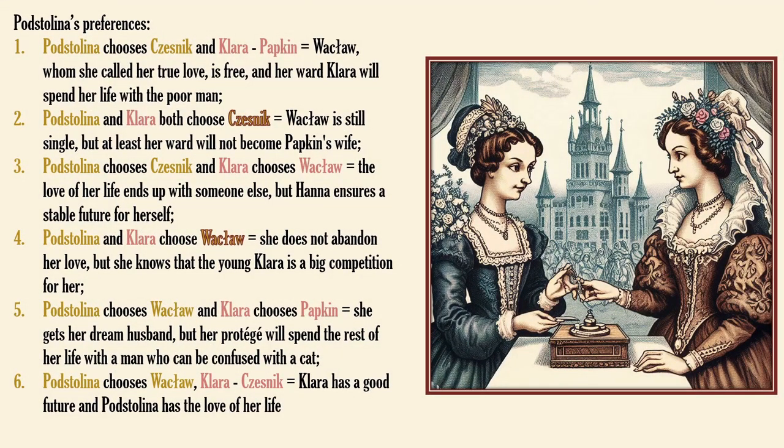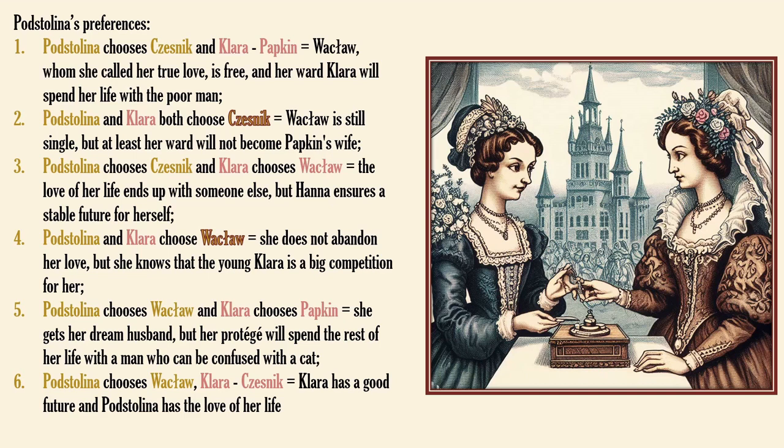In order to determine the preferences of each woman, we will refer to the content of the drama in search of their opinions about Cześnik, Wacław and Papkin. Based on the information collected, we can determine Podstolina's preferences. The lower the number, the worse the outcome.